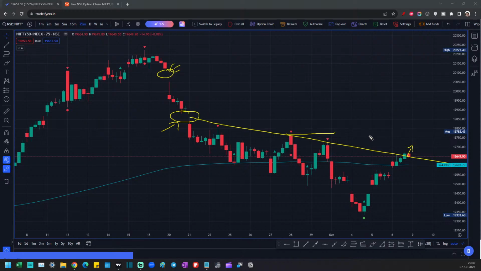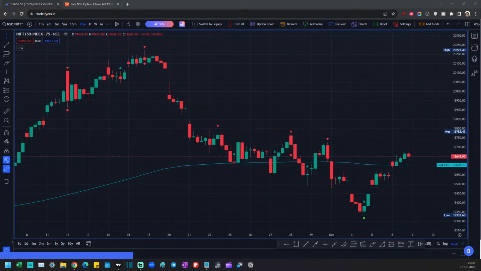Again, this is the last swing high. Theoretically, Nifty has to cross this with a good close. If the bulls are not sustainably closing above this level of 19,800 after this expiry for Nifty, then we might not see any bullish moves unless or until the option data changes.